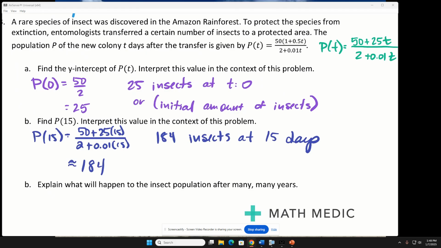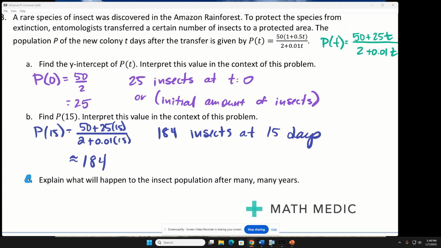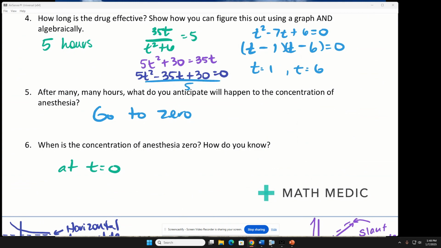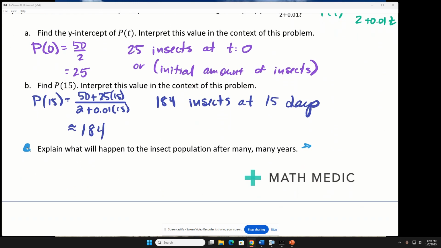All right. And for some reason there's 2 B's. It's fine. We'll just fix it real quick. All right, and then C, we're going to explain what will happen to the insect population after many, many years. So that's similar to this first part where it's after many, many hours. After many, many years or hours or whatever, that's going to be the horizontal asymptote.